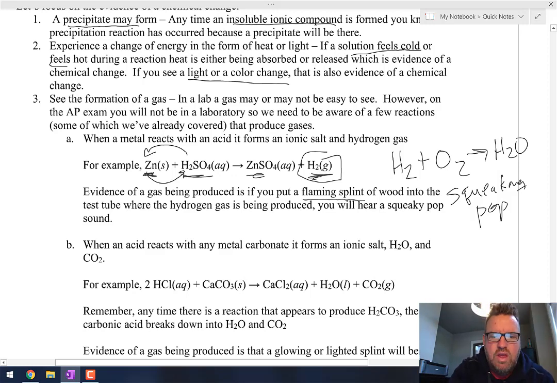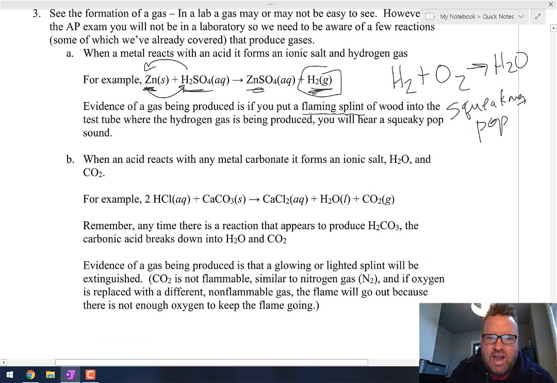So, okay, another type of reaction that, again, pretty common on the AP test is you put an acid, in this case, HCl, and you put it with any type of metal carbonate.